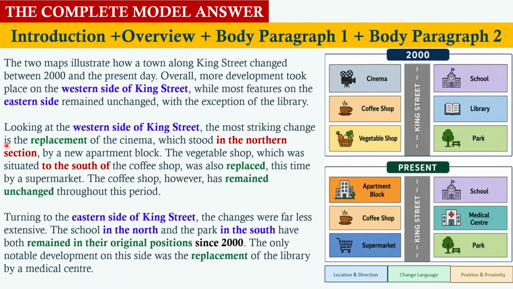Green highlights show change language, including expressions used to describe both change and no change, such as replacement, replaced, remained unchanged, and remained in their original positions. Maroon highlights show position and proximity language, to the south of. So, we have now used all 3 vocabulary groups to build a complete IELTS answer in 3 paragraphs.